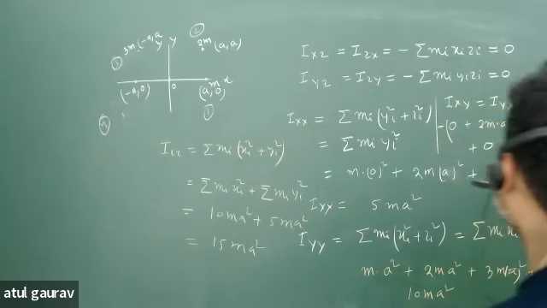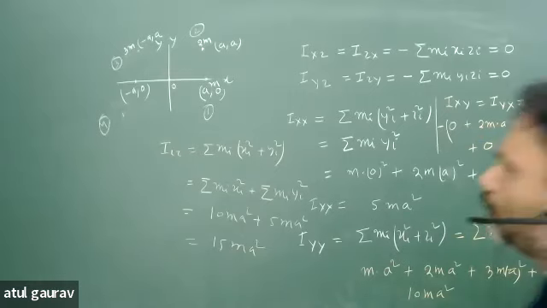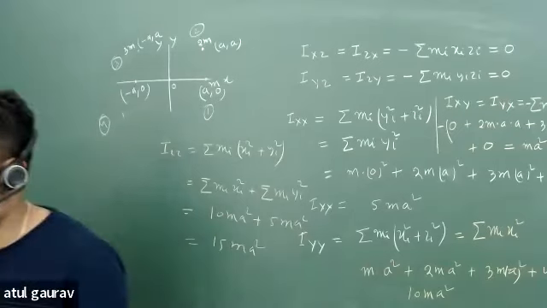So what is this value? What is coming? m a square or minus m a square? This will be minus sign, and this will be plus m a square. You are getting plus m a square, isn't it? This minus will go there, and this will again go there. So this will be plus and this will be minus. Am I correct? I wrote it right, didn't I? Yes, sir. Okay.